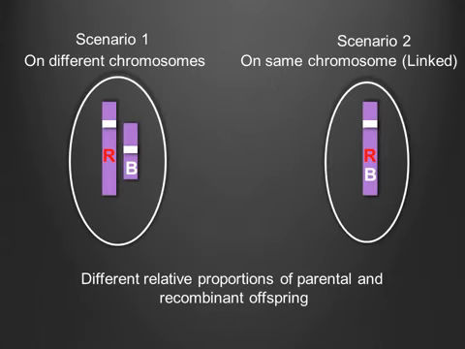The chromosomal arrangement of two genes, that is, whether they are linked or not linked, determines the relative proportion of parental and recombinant offspring. Therefore, by looking at the relative proportion of parental and recombinant offspring produced by a test cross, one can determine the chromosomal arrangement of the two genes.